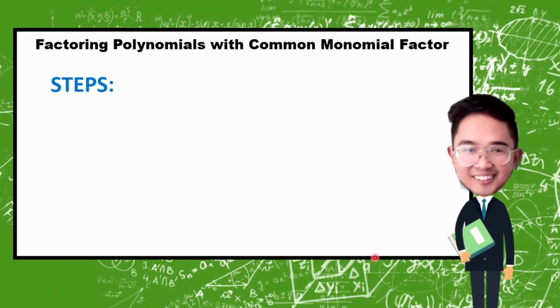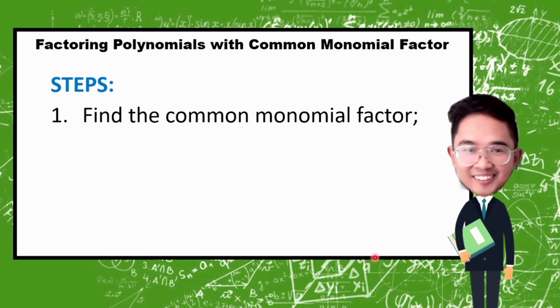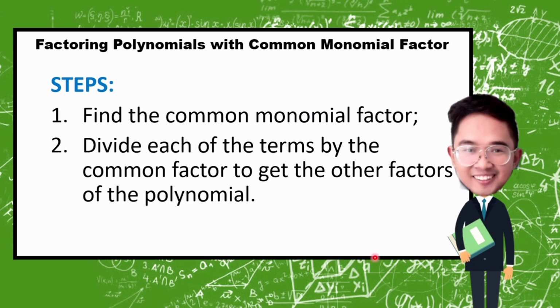Here are the steps that we need to follow. Number 1, find the common monomial factor, and then divide each of the terms by the common factor to get the other factors of the polynomial.